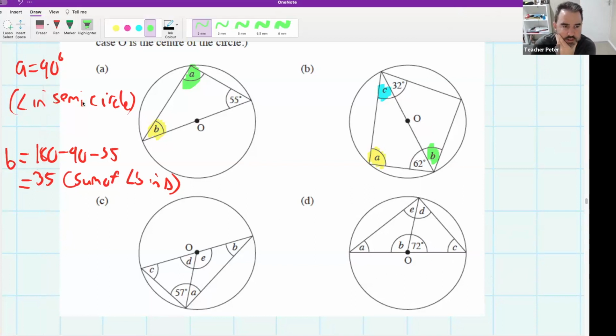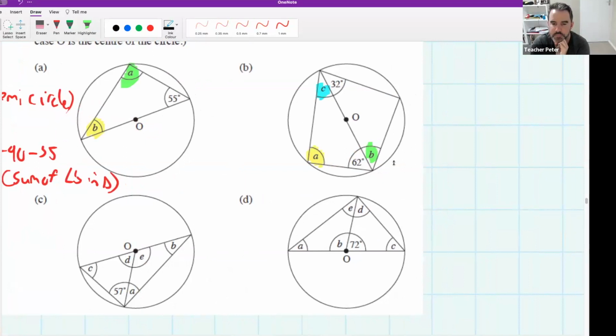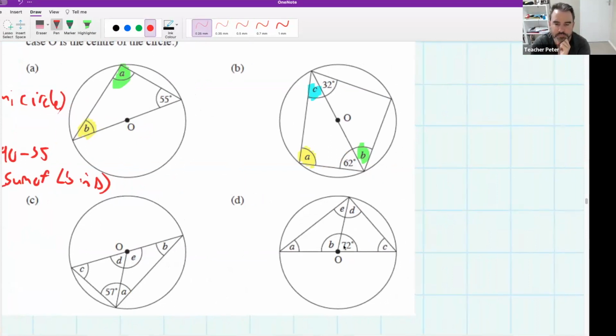What do we think? Where would we start? Which one would we do first? I think A is the easiest one to do first, huh? If we look at this, A would equal what? A is 90. So that would be angle in semicircle.